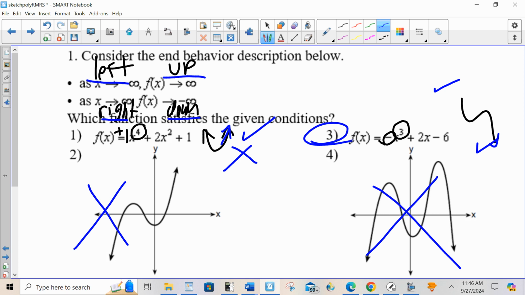As x approaches negative infinity is left. As x approaches positive infinity is right. F of x, positive infinity is up, and negative infinity is down.